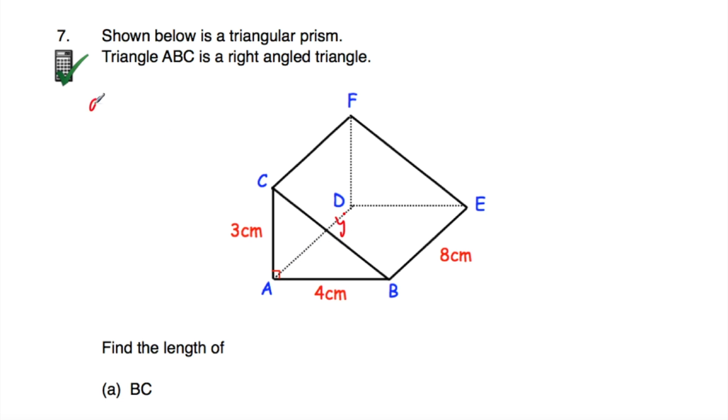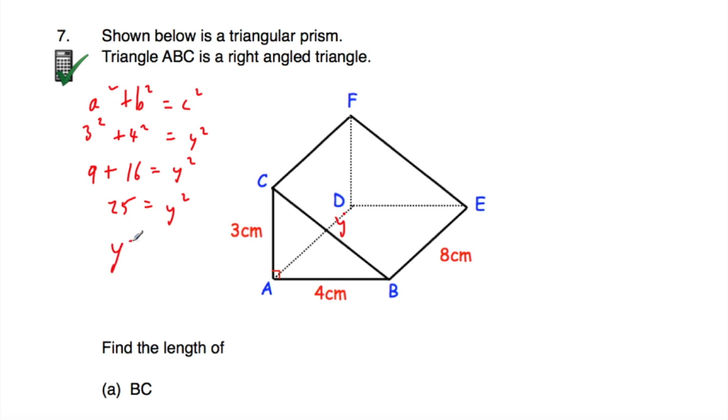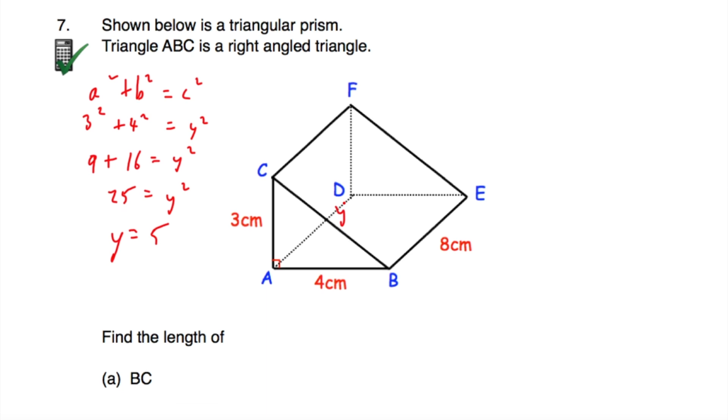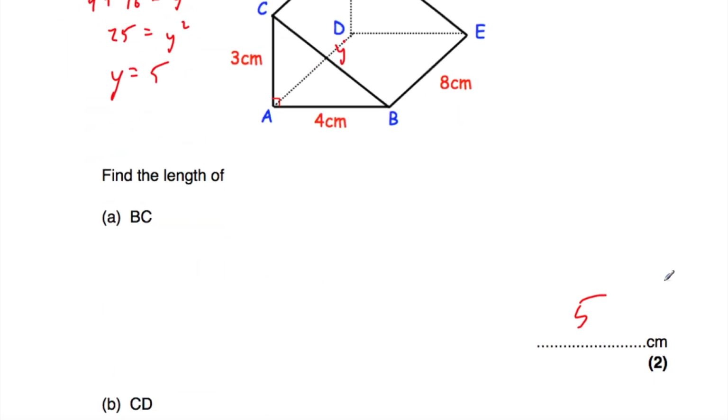So let's use Pythagoras' theorem. A squared plus b squared equals c squared. So that's 3 squared plus 4 squared. So you may notice this is a 3, 4, 5 triangle, equals y squared. 3 squared is 9 plus 4 squared is 16, and that's equal to y squared. So you get that 25 is equal to y squared, and then when you square root it, you get that y is equal to 5. So y is equal to 5, so that means that BC is equal to 5. So let's write that down, that BC is equal to 5 centimeters.